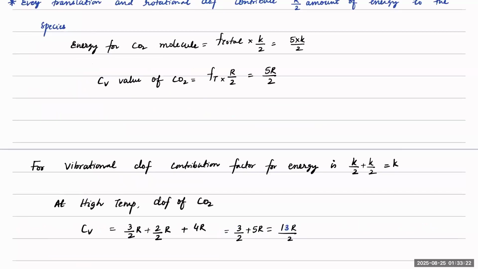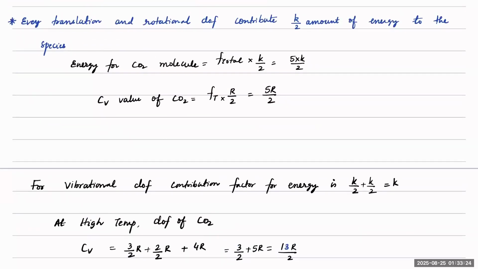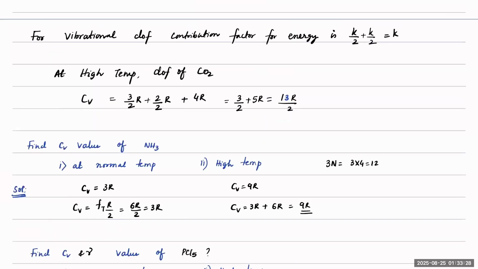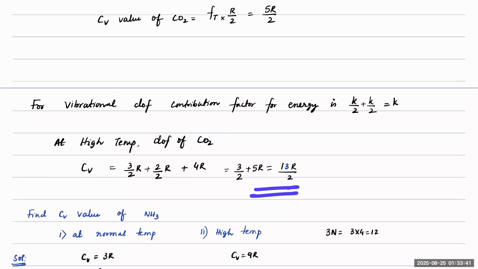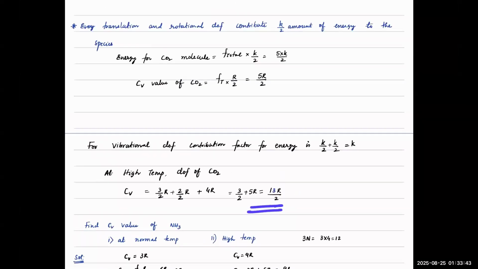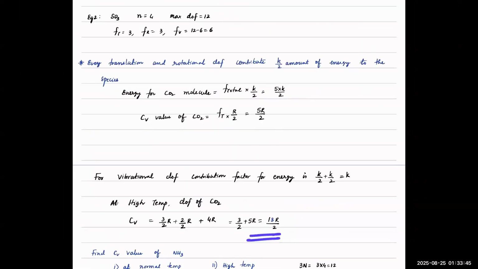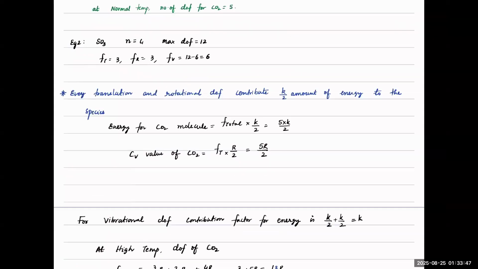Same way you can check out here, the CV value for carbon dioxide is 5 by 2 R. If you are doing it at high temperature, then vibrational needs to be considered, and vibrational is 4R. So how much will be the value of CV? CV will be equal to 13 by 2 R. Okay. So please check the example of CO2, everyone. Did you get that?